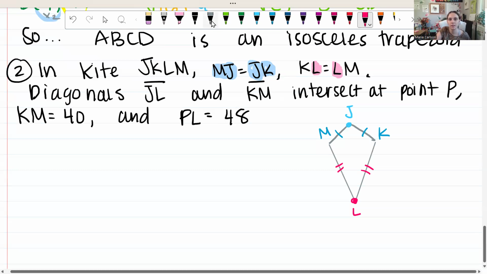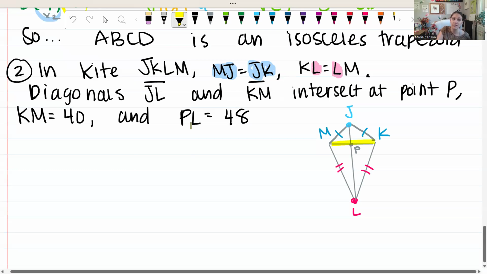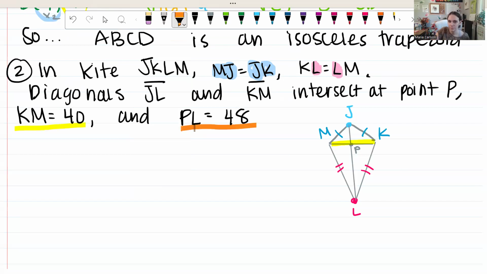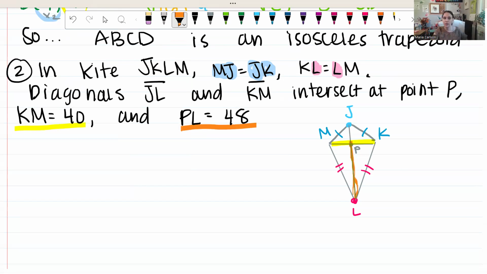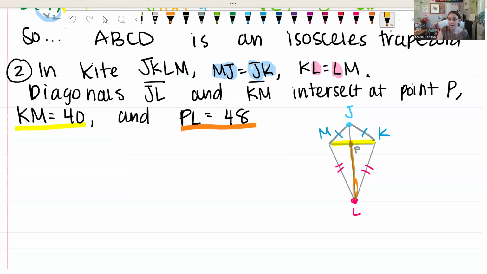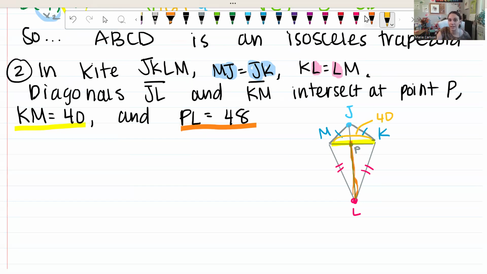Diagonals JL, here's JL, and KM or MK intersect at point P. We know that KM, so let's identify where KM is. That is this diagonal, and that is 40 units, and PL is 48. That is from P down to L. So I know that I have this entire yellow length, which is 40 units, and then this part of a diagonal that is 48.